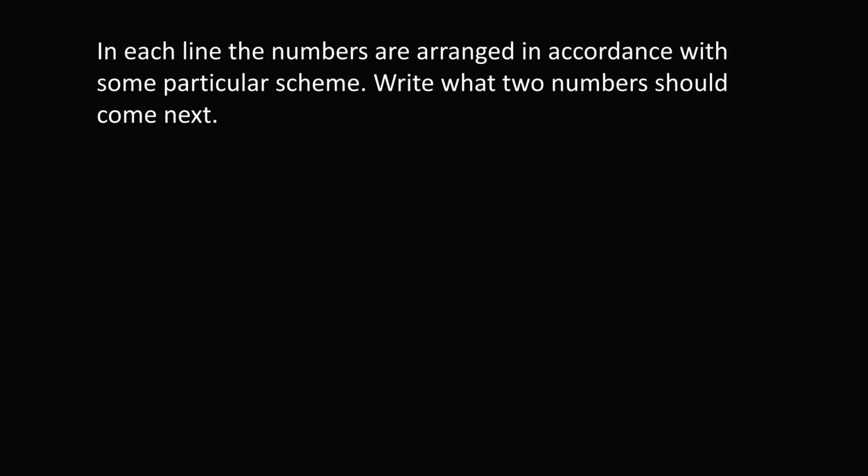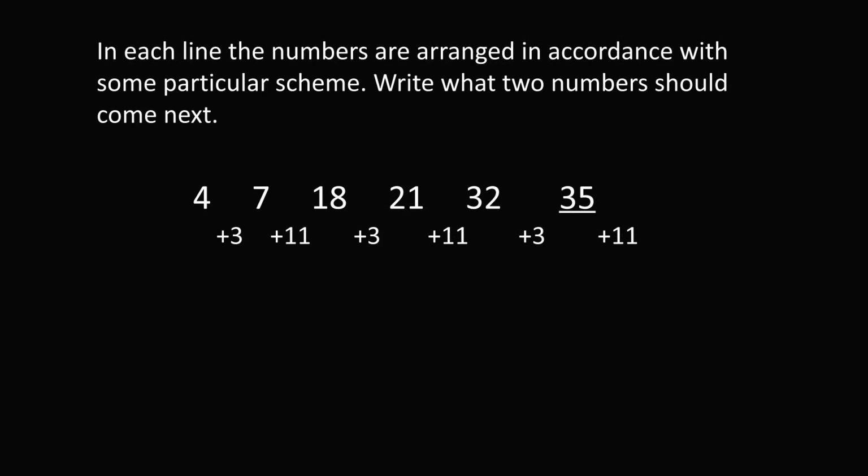I'm actually kind of sad they got away with this. In each line, the numbers are arranged in accordance with some particular scheme. Write what 2 numbers should come next. Here's a sample question. 4, 7, 18, 21, 32. Let's try to find a pattern. So between the first 2 numbers, we add 3, then we add 11 to the next number, then we add 3, and then we add 11. So if we continue this pattern, we would add 3, so 32 plus 3 is equal to 35, and then we would add 11, which gives us the next number of 46. So the correct answer is 35 and 46.